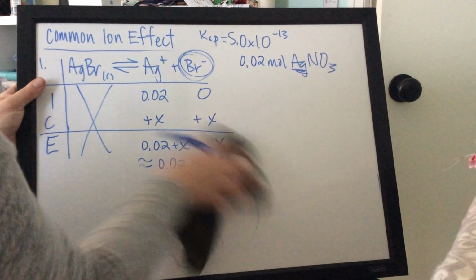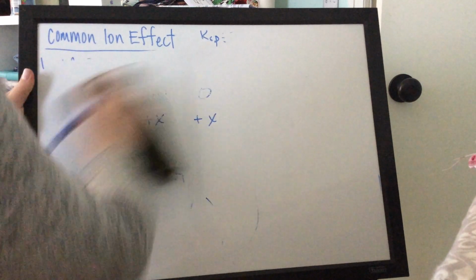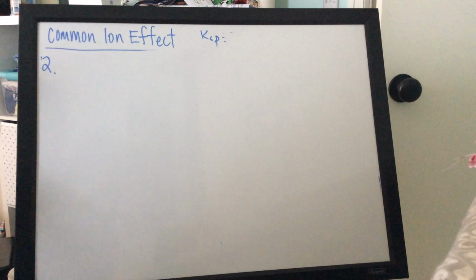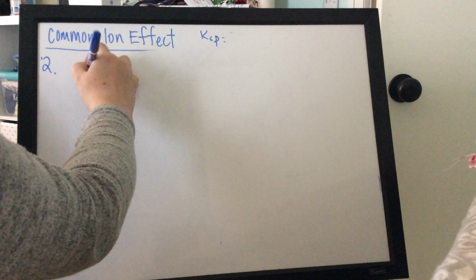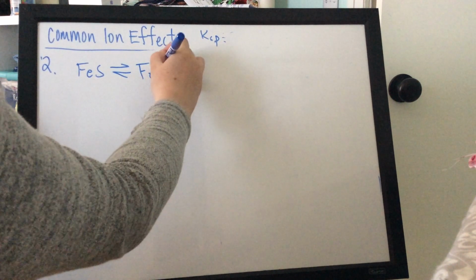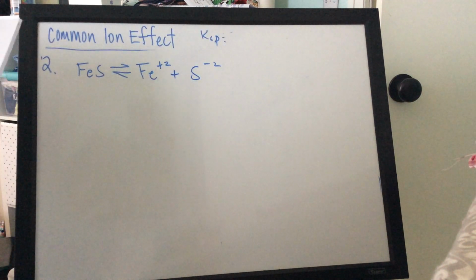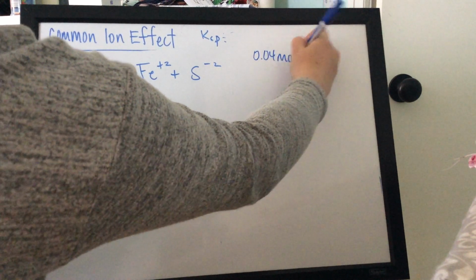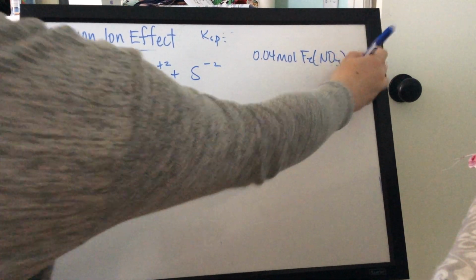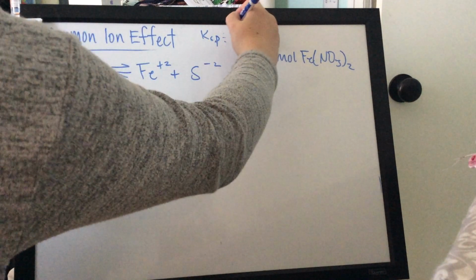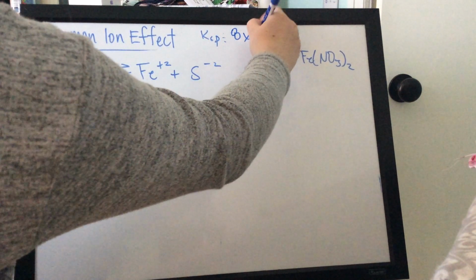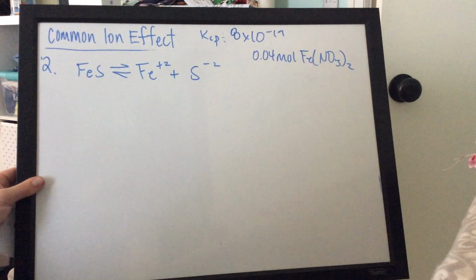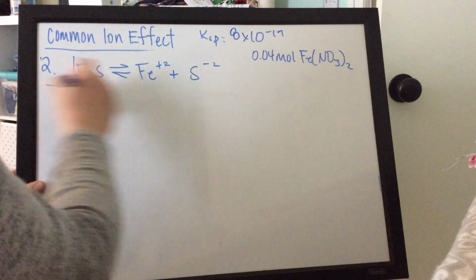And then the second common ion question in this packet says, what's the concentration of the sulfide ion in a 1 liter solution of iron 2 sulfide to which 0.04 moles of iron 2 nitrate, I guess I should say, is added. The KSP of iron sulfide is 8 times 10 to the negative 19th. Wow, that's a small KSP. All right, so the common ion is iron. Right, so ice chart.